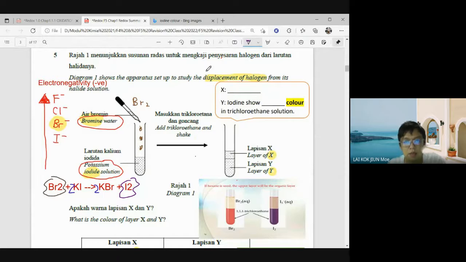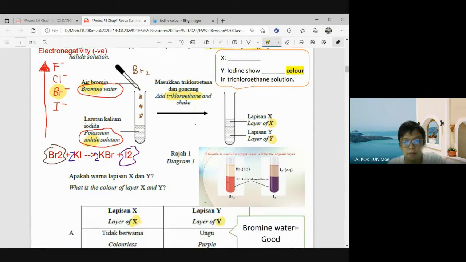How to test it? That's why we need to add in trichloroethane here. If you add trichloroethane, you can see the difference. Trichloroethane is a bit heavy, so it will be at the bottom. You can see it is at the bottom. This one is the trichloroethane. So the upper one is the organic layer, the original bromine and iodine. Both are also brown color here. So you cannot tell the difference at the top, but at the bottom we can differentiate.